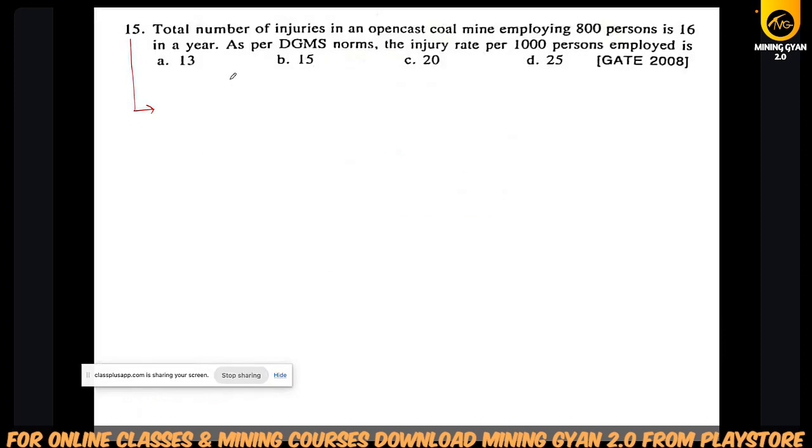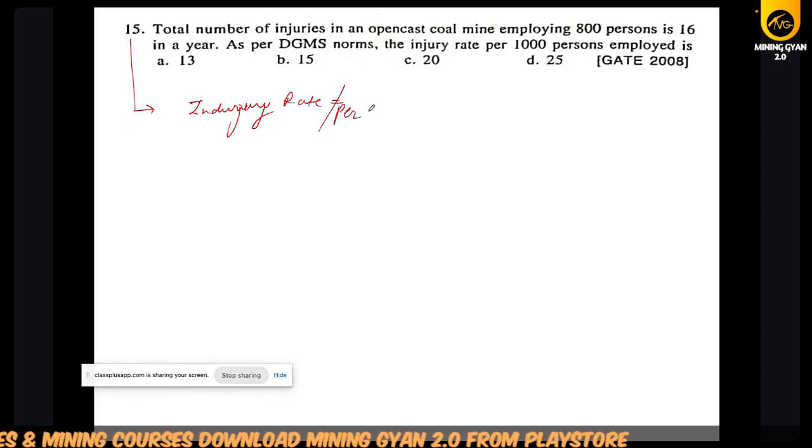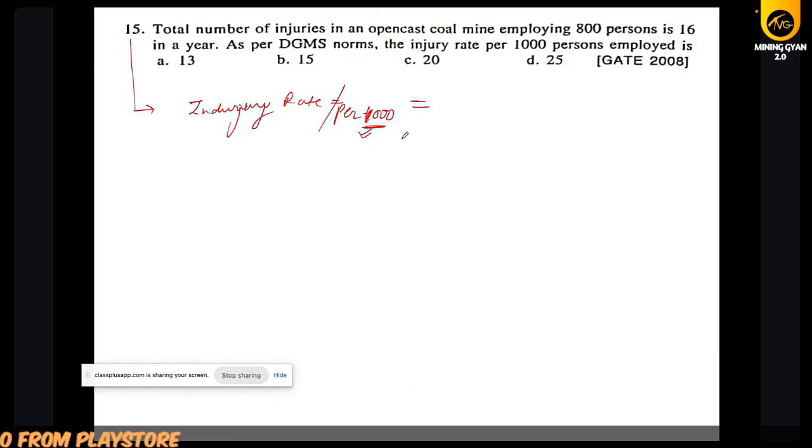So, total number of injuries in the open cast mines. First you should know the injury rate formula. Injury rate per thousand they have asked. If he has asked per thousand, then we will multiply by 1,000. If he asks per 10,000, then we will multiply by 10,000. If he asks per 100, then we will multiply by 100. So please take care of this value.